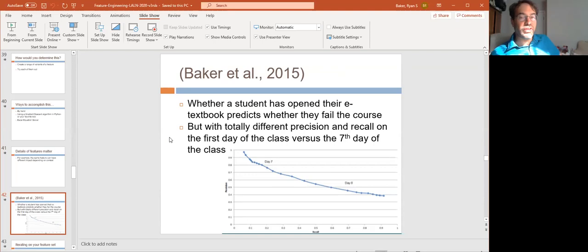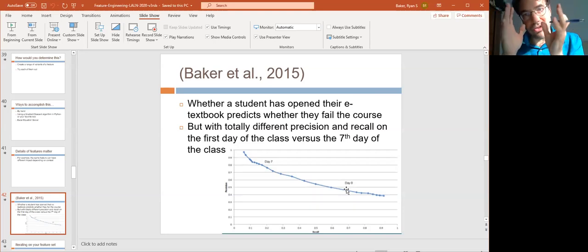Whether a student has opened their e-textbook predicts whether they fail the course. That is true throughout the course. But with totally different precision and recall and totally different semantics on the first day of class versus the seventh day of class. On day zero of class, the sheer fact that the student hasn't opened the textbook yet on the first day is actually predictive of whether they're going to fail the class. The recall is quite good. 70% of students who eventually fail the class haven't yet opened the textbook. But the precision, not fantastic. Less than half.